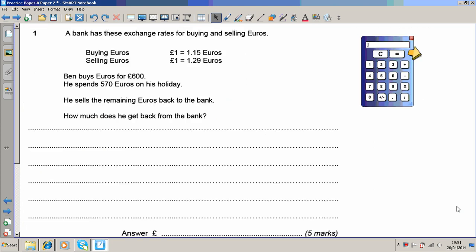A bank has these exchange rates for buying and selling euros. Buying euros and then selling them at a higher price. Ben buys euros for £600, he spends €570 and he sells it back to the bank. How much does he get from the bank?